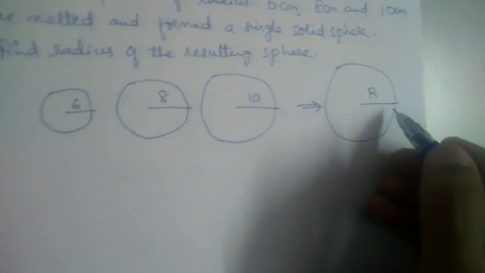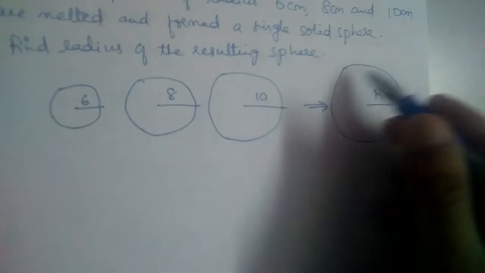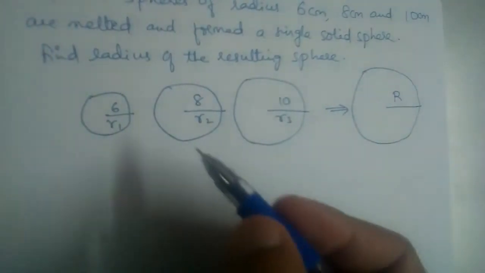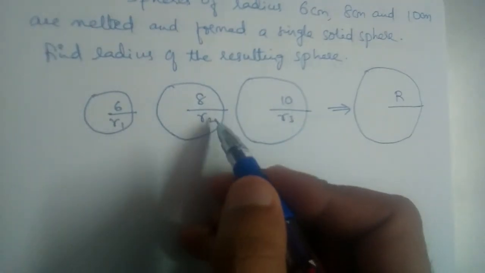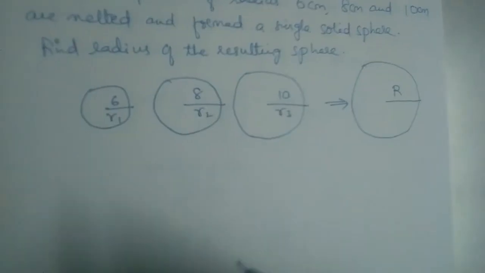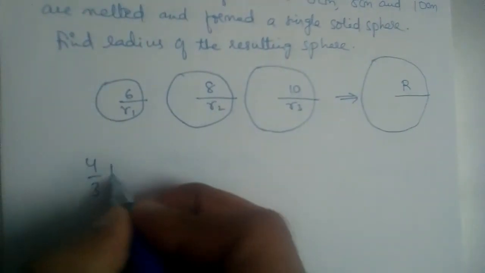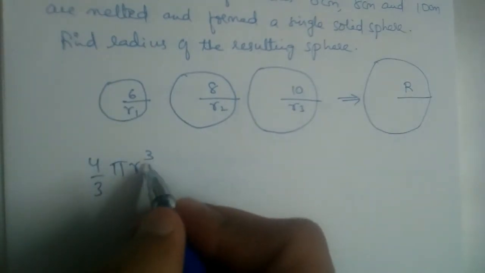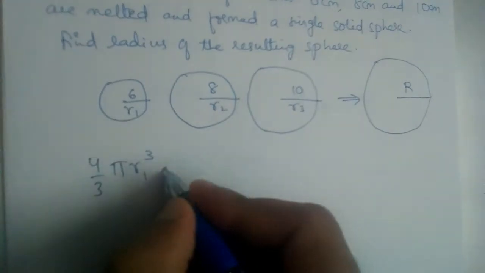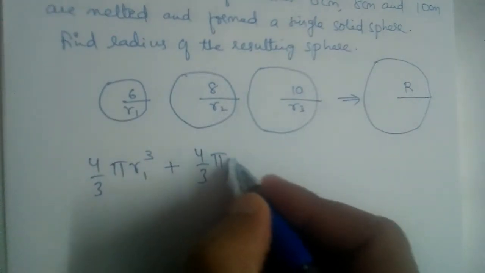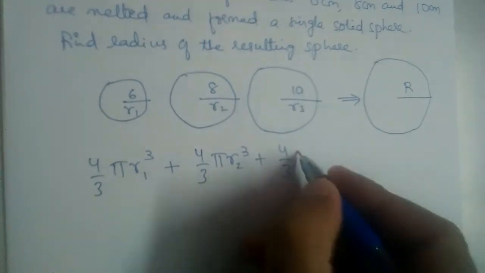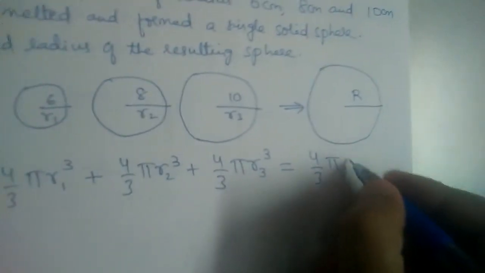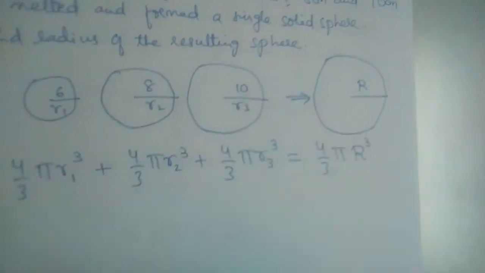Let the radius of the resultant sphere be capital R. Let these be r1, r2 and r3. So the volume of these three spheres should be equal to the volume of this big sphere, isn't it? We know the volume of a sphere is 4 by 3 pi r cube. So the volume of this sphere will be 4 by 3 pi r1 cube, because we took this as r1, and the next one 4 by 3 pi r2 cube plus 4 by 3 pi r3 cube. That should be equal to 4 by 3 pi capital R cube. Radius is capital R here.